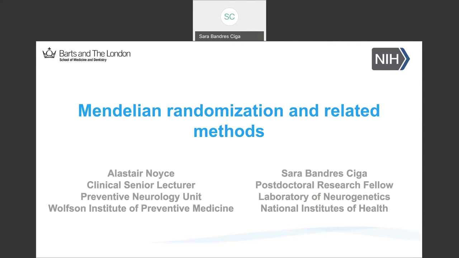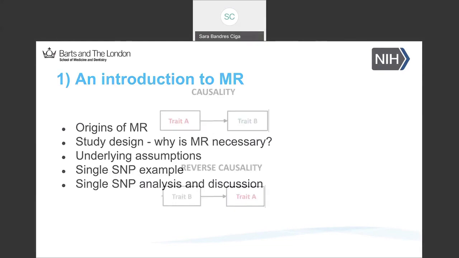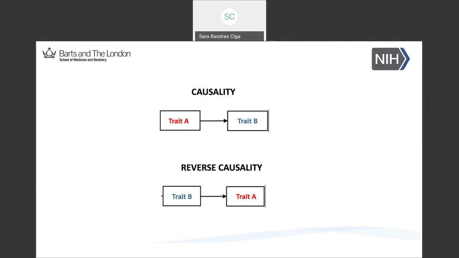So I think the safest thing to assume is no prior knowledge. So I'm sorry if lots of you know about MR, but I'm just going to talk conceptually about why we use it and why it's important, really from an epidemiological standpoint. So we're going to talk briefly about the origins, why MR is necessary, underlying assumptions, and then talk about different ways of doing it.